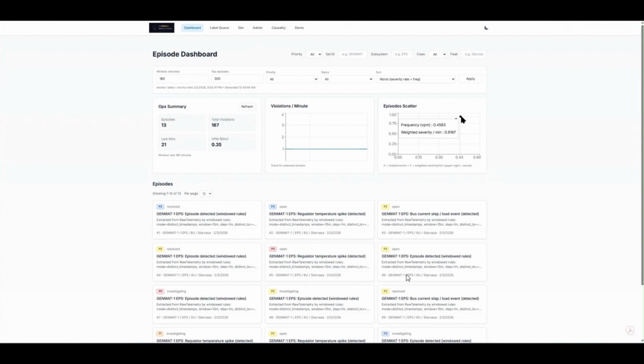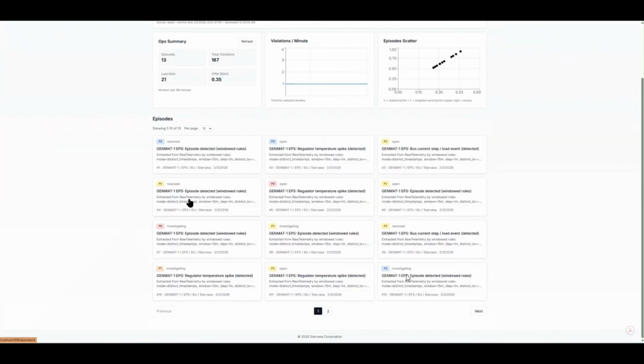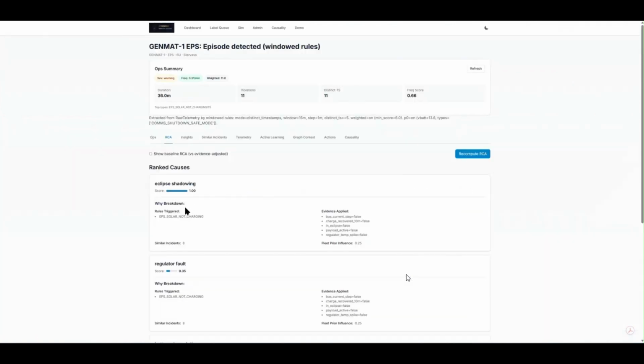We will have a separate talk on what a scatter diagram means in this context, but here it is. And it can be queried in various ways, by SAT ID, by satellite subsystem, by class, by fleet, by priority, status, all those filter options are there. Let's pick one of the episodes. If you click here, let's say this episode, it defaults to the RCA. The most important tab is the RCA tab. It tells you the root cause analysis.